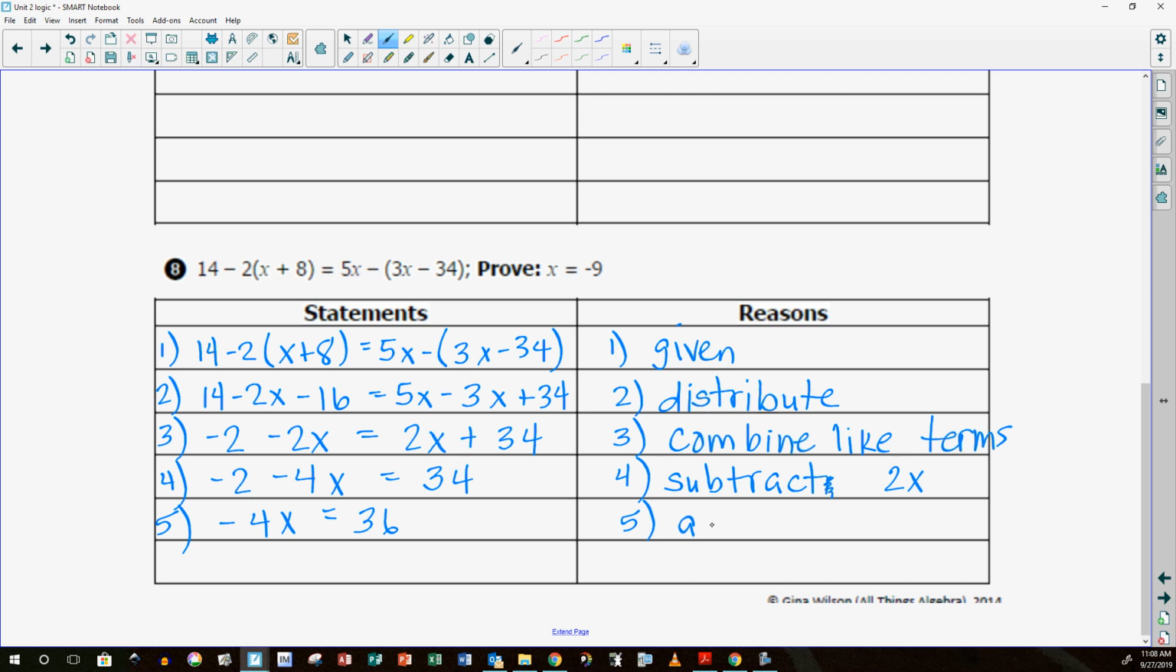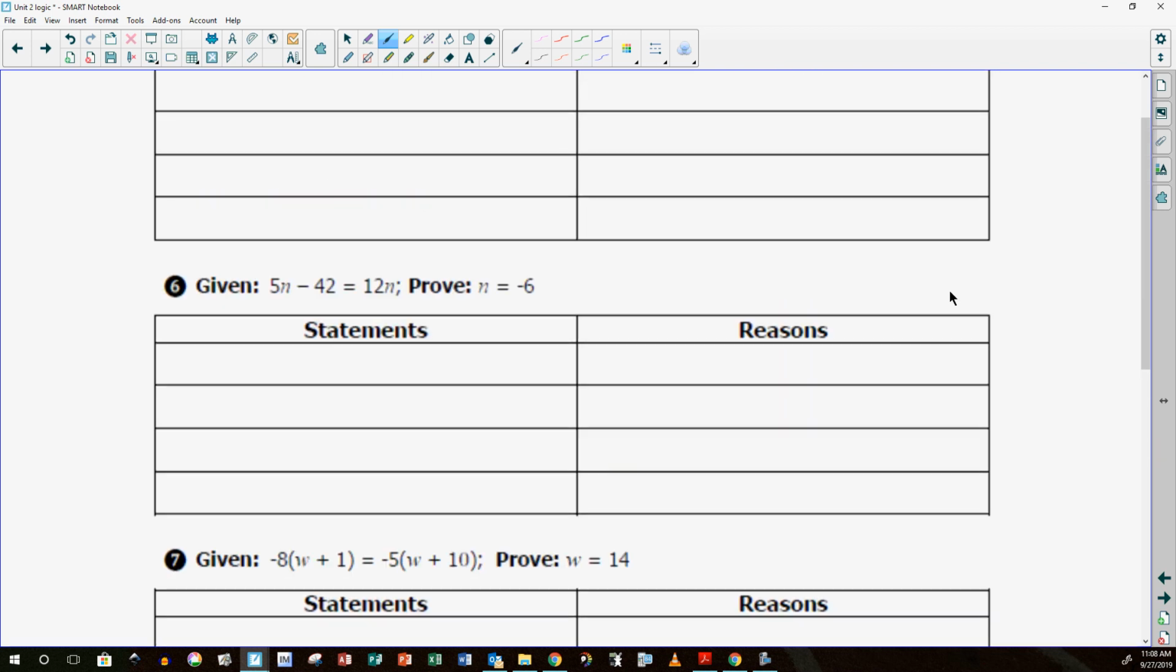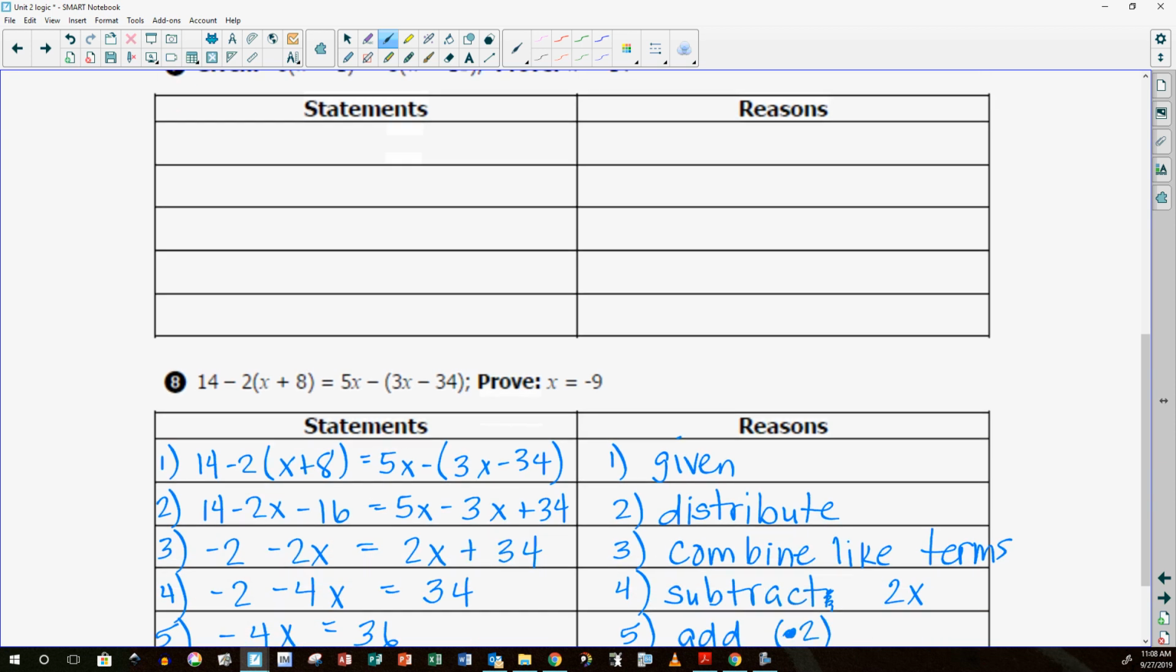So add, well, we don't want to add that. We're just going to add 2. And then the last step would be x equals negative 9 because I divided by negative 4. All right. So the other 3 you can do on your own, or you can just practice.